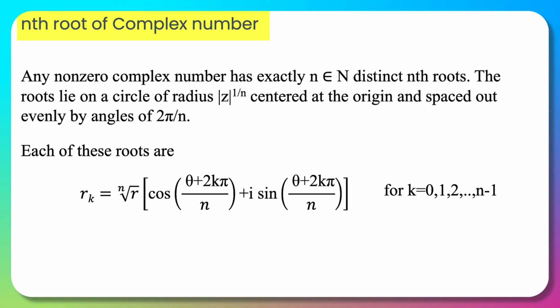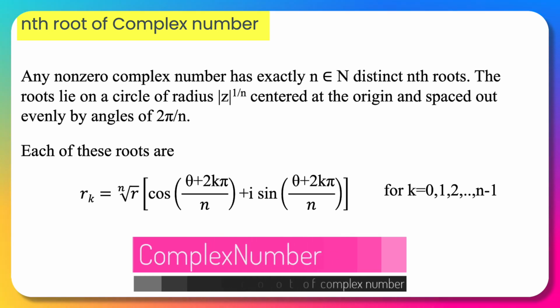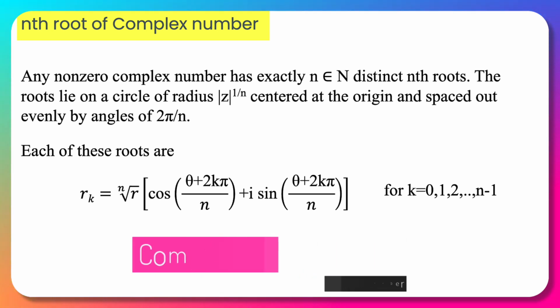Each of these roots is, let's say, r_k equals the nth root of r times cos of theta plus 2 pi k by n plus i sin of theta plus 2 pi k by n, where k runs from 0 to n minus 1. Each value of this k gives a root of the complex number.